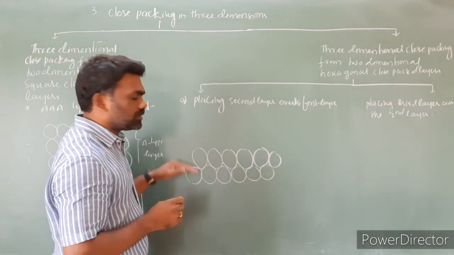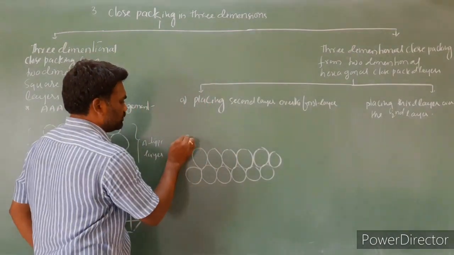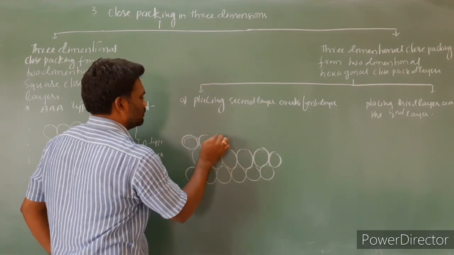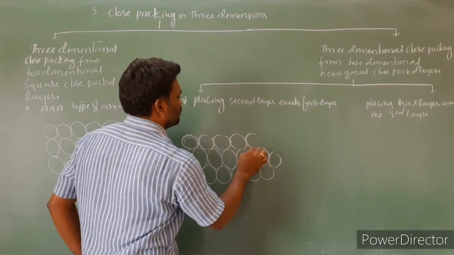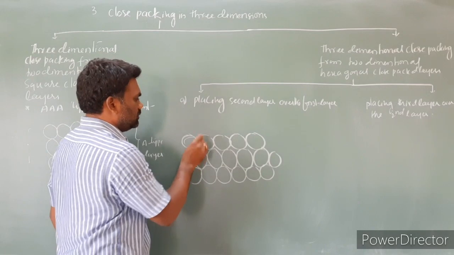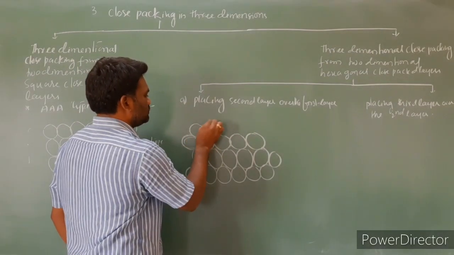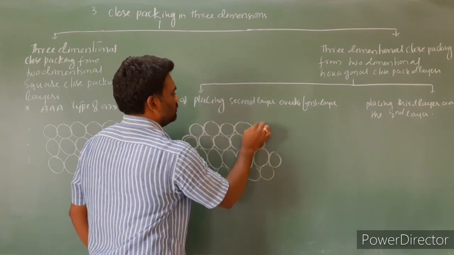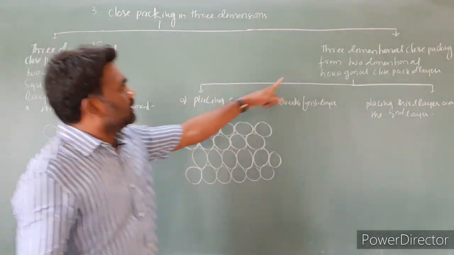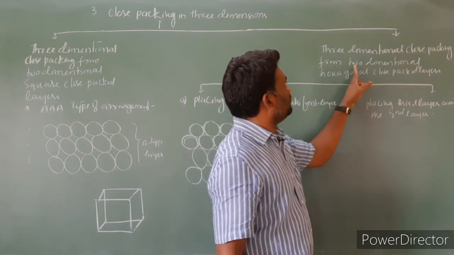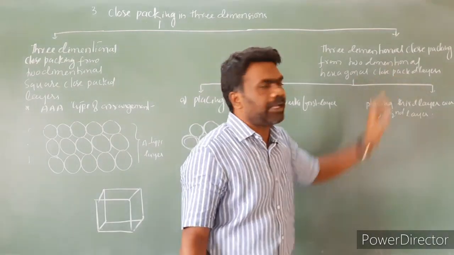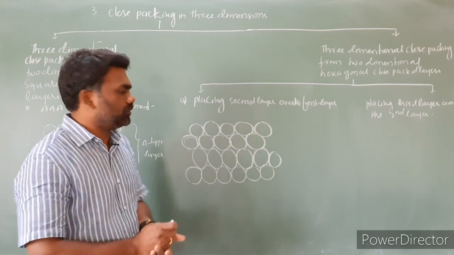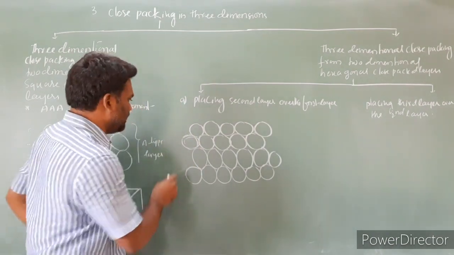And we have to take the third row similar to the first row. And again we have to take a fourth row similar to the second row. Like so, this is a 3-dimensional close packing from 2-dimensional hexagonal close packed layers. I took a 2-dimensional hexagonal close packed layer. So this is the first layer. This I am labeling as A type.